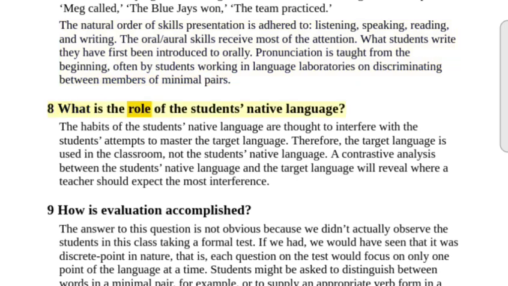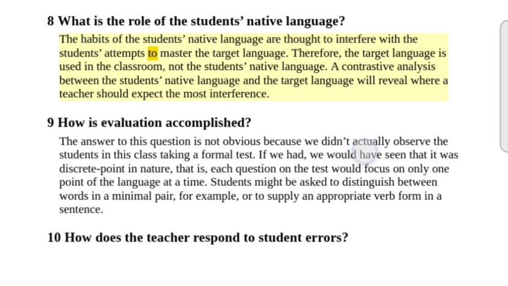8. What is the role of the student's native language? The habits of the student's native language are thought to interfere with the student's attempts to master the target language. Therefore, the target language is used in the classroom, not the student's native language. A contrastive analysis between the student's native language and the target language will reveal where a teacher should expect the most interference.